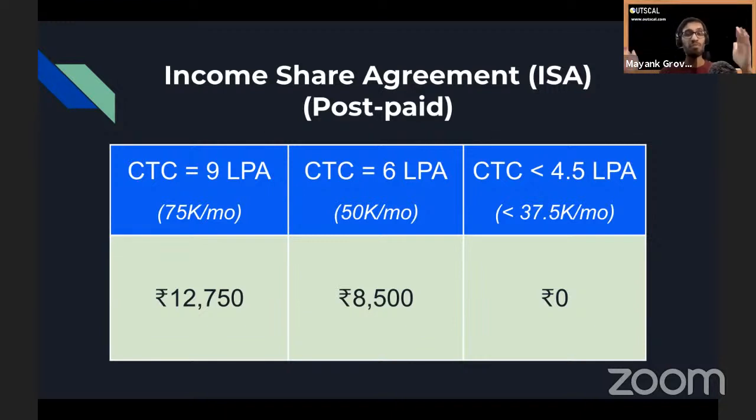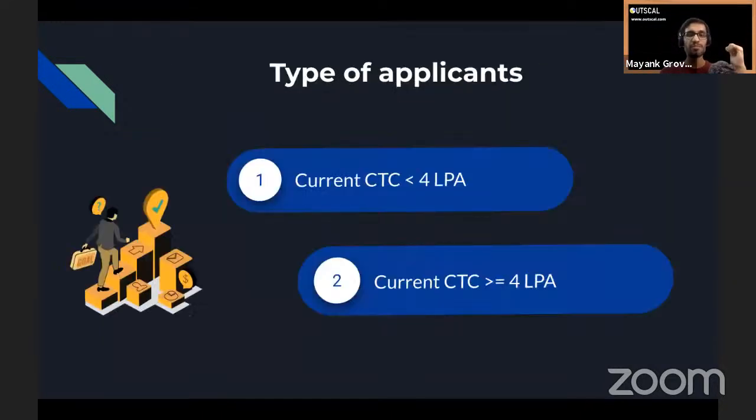Okay. If your CTC is below 4.5 lakhs, okay, in that case, you are not liable to start paying us back till the time your CTC crosses 4.5 lakhs. Okay. So 4.5 lakhs is the threshold below which you're not liable to pay us. All right. So 4.5 lakhs basically is 37.5K a month as your gross salary. If your salary is below that mark, right, that time you're not in a position to start paying us back. The moment it crosses this 4.5 lakh mark as your annual CTC or 37.5K as your monthly earnings, that's when your EMIs start. Okay. And it will always be calculated based on whatever your salary is. Okay. Now, typically, there are two types of applications that come into Outscal, right?